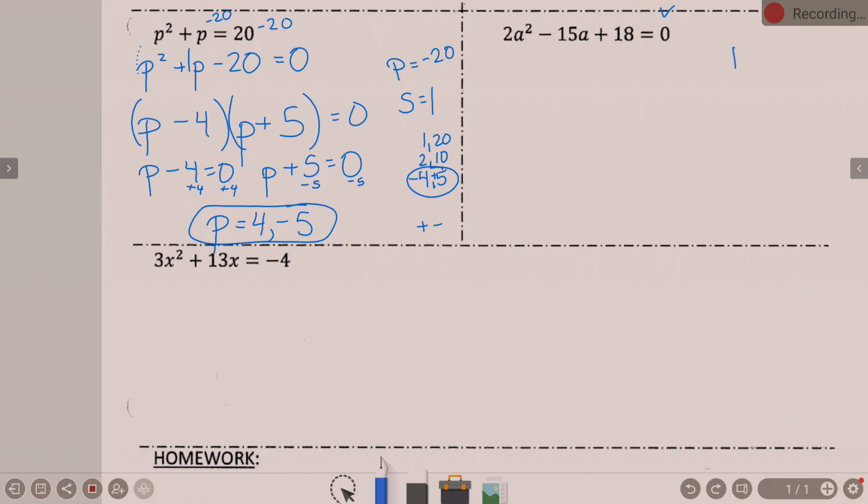Okay, I think I heard you say it. We need to do a product of AC. What's A? 2. What's C? 18. So it's 36. So we need a product of 36. And we need a sum of the B term. So we need a sum of negative 15.